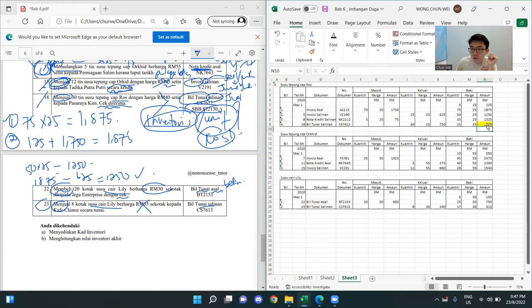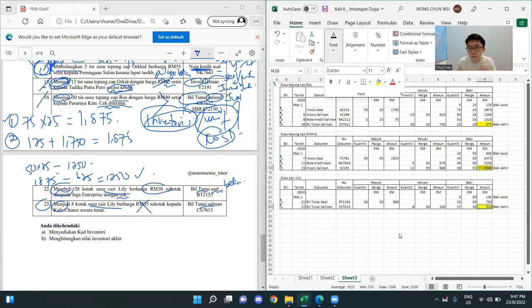This is the Baki Aku. This is the Baki Awal. So now this is the Baki Awal. And then this is the Baki Aku. Same thing for this one. Baki Awal here, 550. And then the Baki Aku for the cap orchid is 1540. Same goes to your chai lily. And then the Baki Aku is 510.